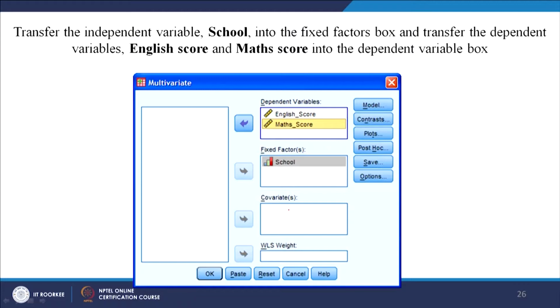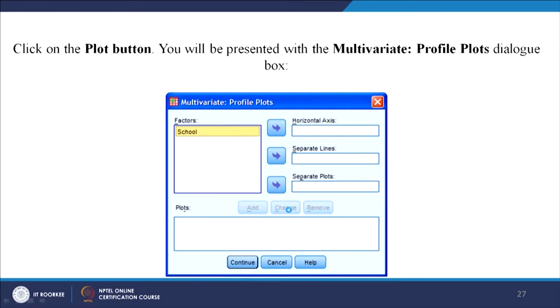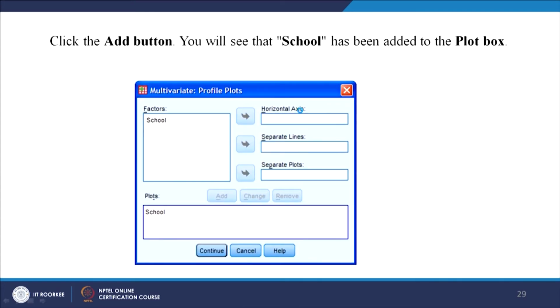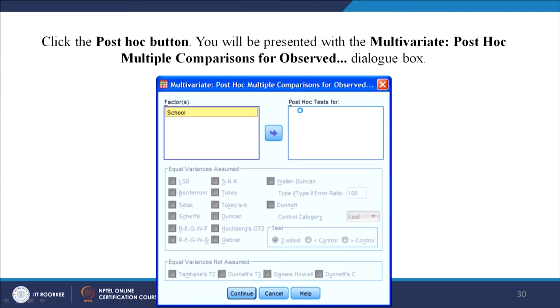Then once you have done it, you go to the next. Now you need to check the profile plots. First take the school. School is my independent variable, so I am taking it into the horizontal axis, and I am continuing. After I have done with it, I am checking for the post hoc test.